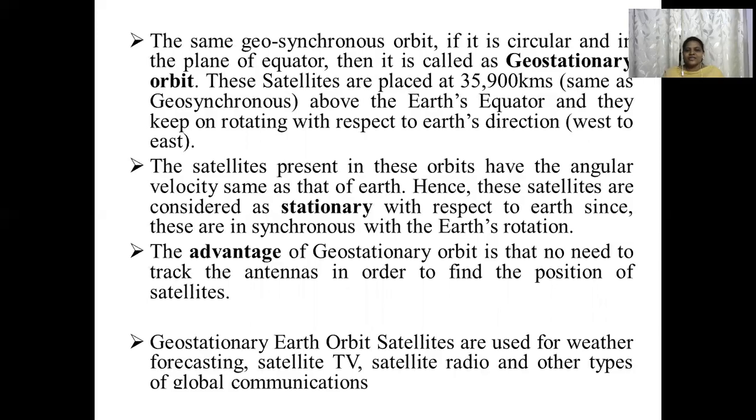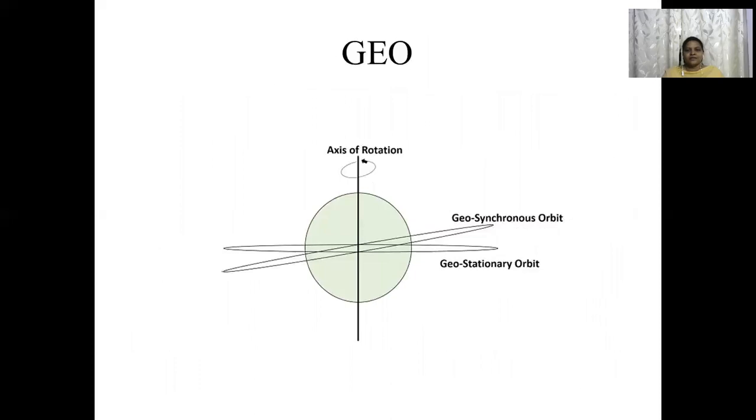And geostationary Earth orbit satellites are mainly used for weather forecasting applications, TV applications, radio, and other global communications. So if you see this diagram here, you can see the geosynchronous orbit and geostationary orbit. The geostationary orbit is along the equatorial plane, and the geosynchronous is not along the equatorial plane.